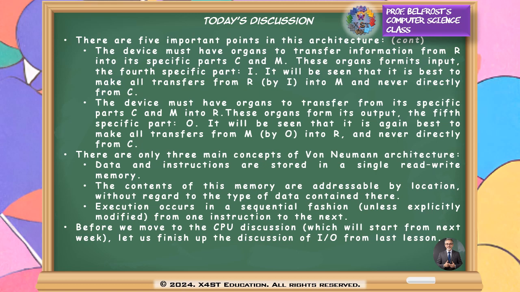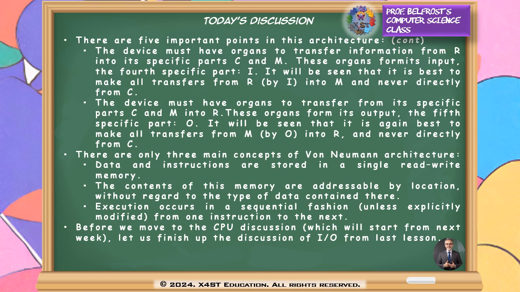The device must have organs too to transfer from its specific parts C and M into R, and these organs form its output, the fifth specific part O. It will be seen that it is again best to make all transfers from M by O into R and never directly from C.